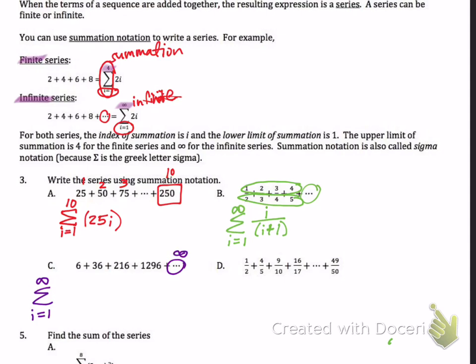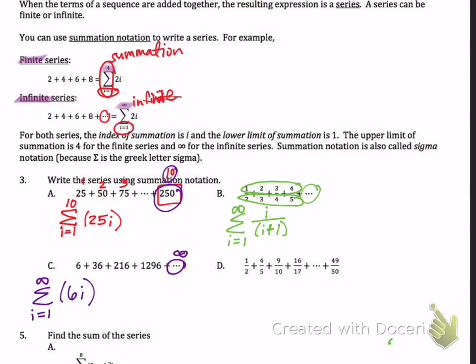If it stops at a number like it did on A, then you put whatever that number is. So it stops at 10, I only go 10 terms. This one is going to go forever. If I look at the first, second, third term, what is happening? It's getting multiplied by 6. 6 times 1 is 6, 6 times 2 is 36.